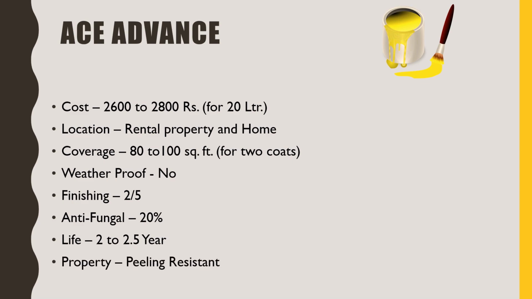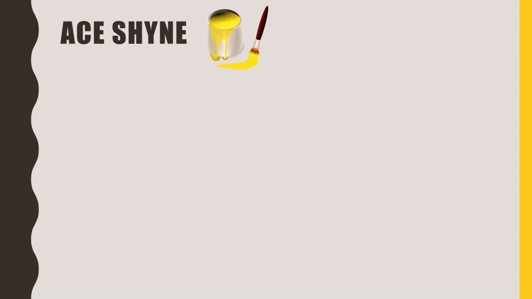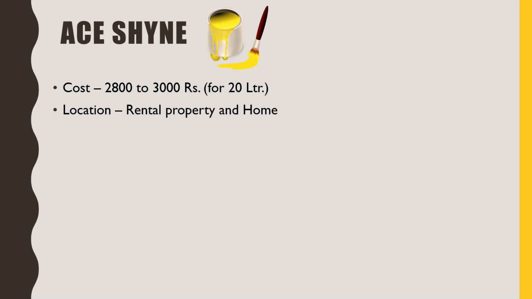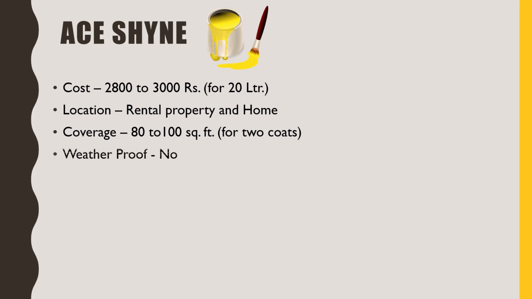Then the last paint available in this series is ACE Shyne. Its cost is 2800 to 3000 rupees for 20 liters. It can be applied in rental property and home. Its coverage is 80 to 100 square feet for 2 coats. It is not weatherproof, but we are having a satisfactory finish here, better than the previous paints we have studied. That is, I can rate it 2.5 out of 5.